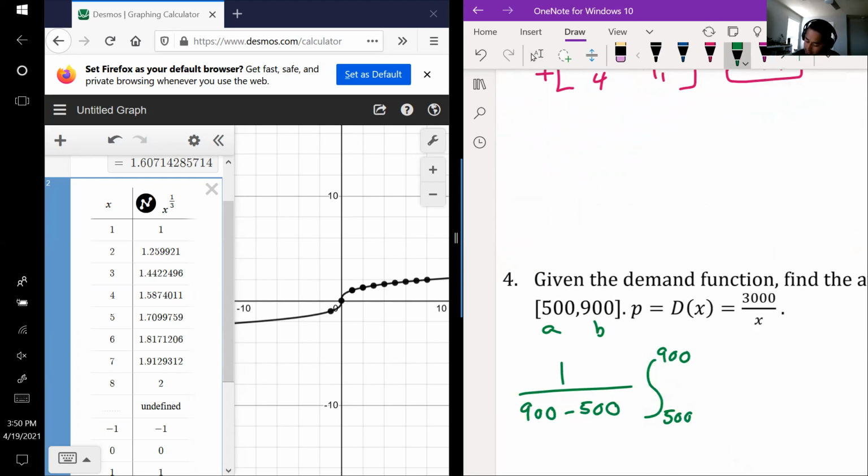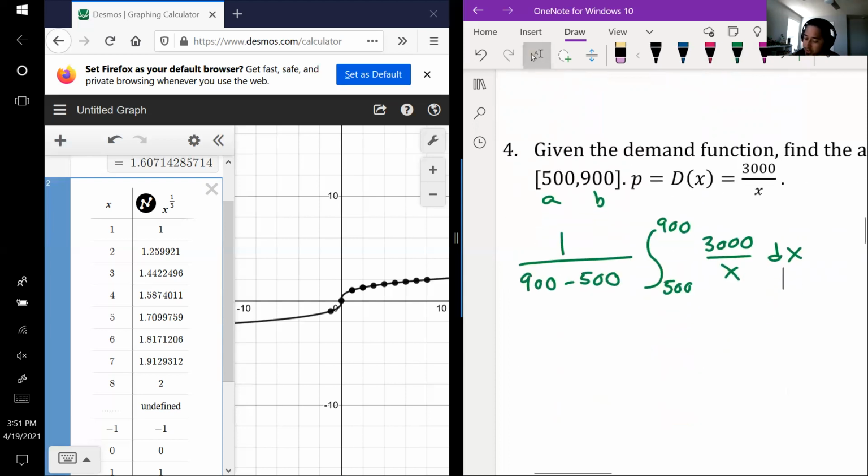of the function 3000 over x dx. Okay. And I think I remember this problem being specific. I think in my math lab, it wants you to actually give them the integral before finding the antiderivative. So let's go ahead and clean up before we find any antiderivative yet. So this will be 1 over 400 times the integral from 500 to 900 of 3000 over x dx.